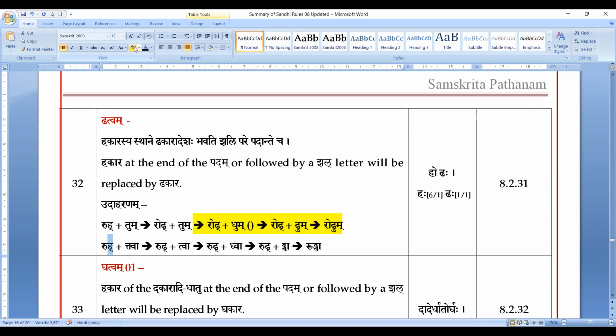Now, Ruk plus Twa. Here what will happen? Twa is what pratyaya? Ardhadhatukam. Can it cause Angakarya? No. Kit. Therefore, Ru will remain as Ru only. Hakara followed by the Jal letter. Therefore, Hakara will be replaced by Dakara. Therefore, Rud. Twa. Here only we can apply Dattva Vidhi.